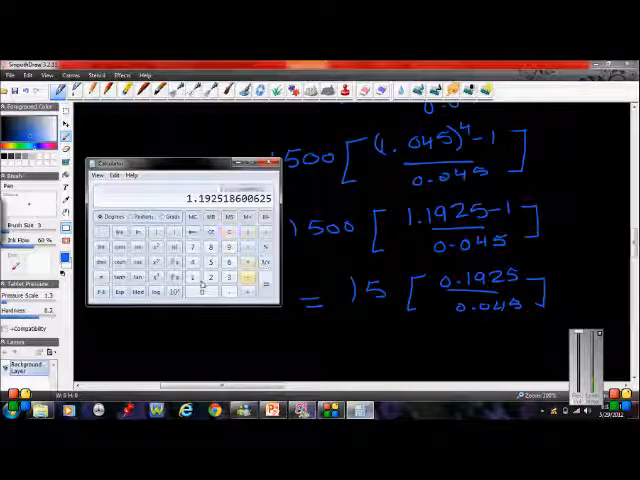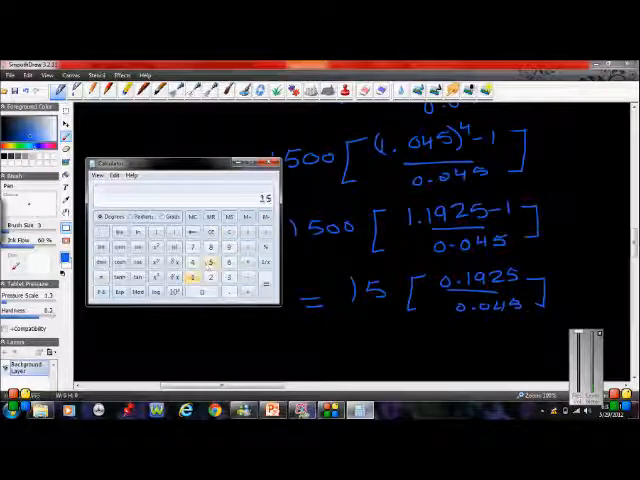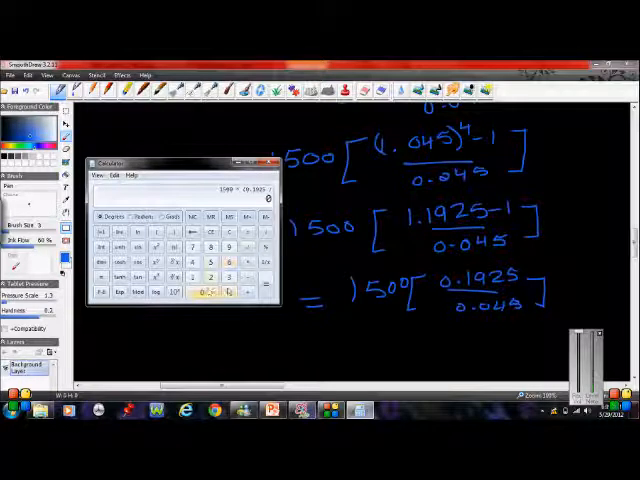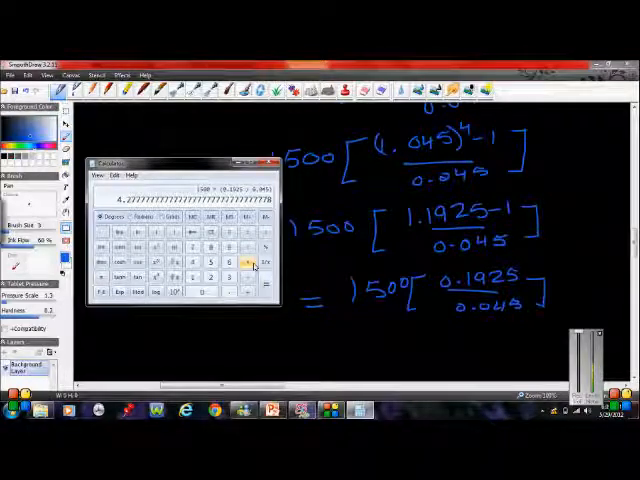For me, I'm just going to do it on the calculator now. Let's do minus 1, 0.1925 as we assumed. So now let's do 1500 multiplied by bracket 0.1925 divided by 0.045, and I can close those brackets off. As you can see, the calculator is not the best. Let me do it on my own to make sure, because that's obviously not the right answer.